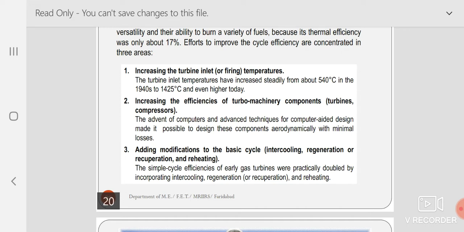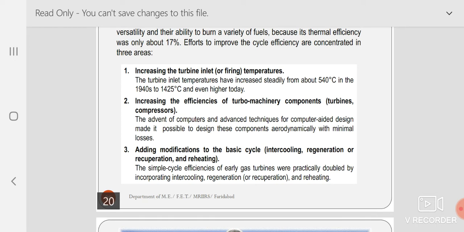Number one point: initially, the turbine inlet temperature was low, only 540 degrees centigrade. In present days, we have increased it to 1425 degrees centigrade or higher. That is more than three times what it was. As a result of this temperature increase, a better, high quality steam or better gas is obtained at the turbine inlet.